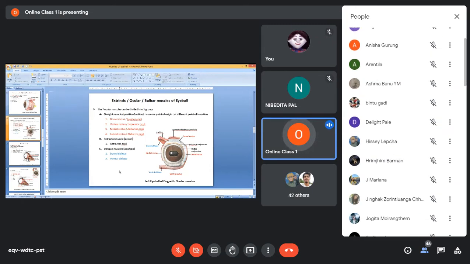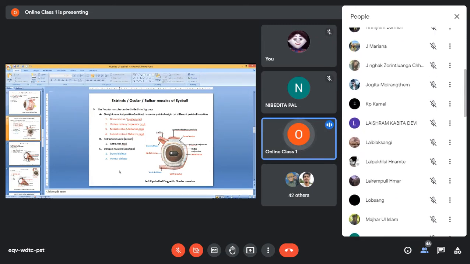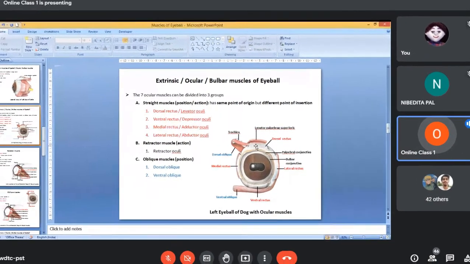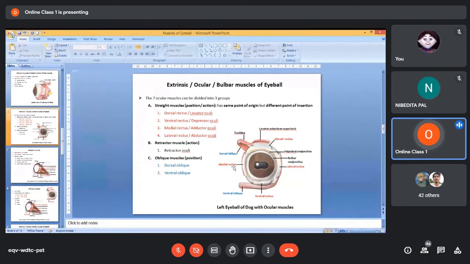So they have the same point of origin but different points of insertion. If you see the dorsal rectus, where is it inserting? It is inserting on the dorsal aspect of the sclera. The medial rectus inserts on the anterior medial aspect of the sclera. Similarly, the ventral rectus inserts on the anterior ventral aspect of the sclera. And the lateral rectus inserts on the anterior or rostro-lateral aspect of the sclera. All are inserting on the sclera, but at different positions of the sclera.